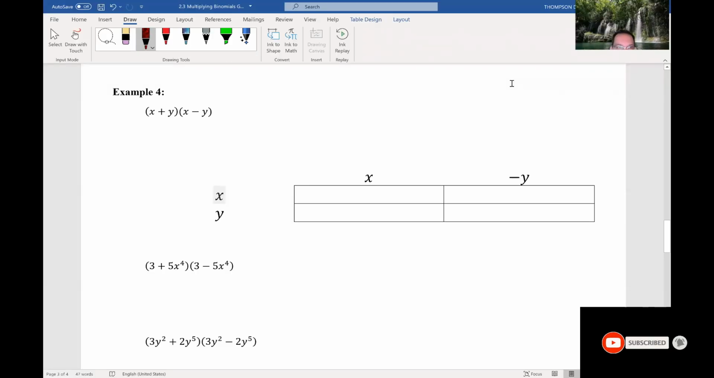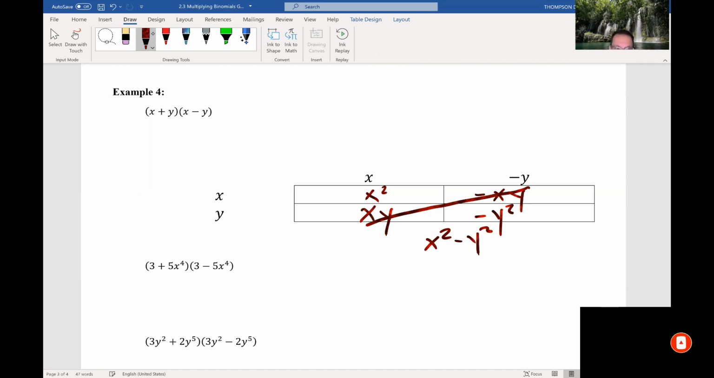Example 4, we'll multiply x plus y and x minus y. So x times x will be x squared. This won't stick to the box method or tabular method. X times negative y would be negative xy. X times y would be just xy. And negative y times positive y would be negative y squared. The middles cancel out because opposites cancel, so our final answer is going to be x squared minus y squared.